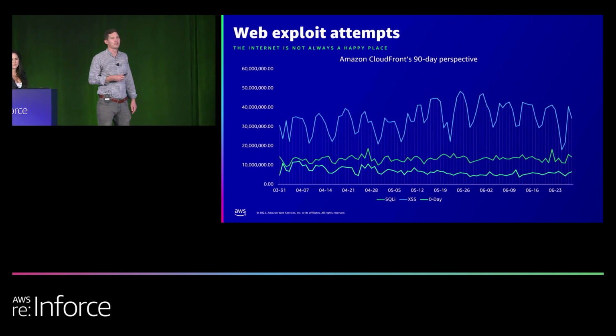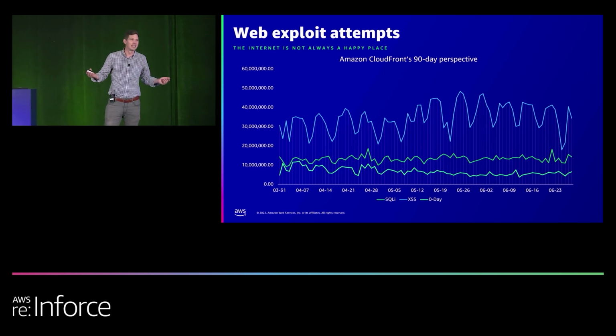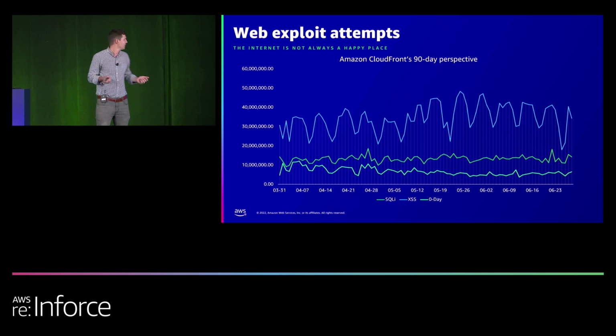So what about non-availability risks, right? This is a look at 90 days back, just from CloudFront's perspective, right? If you're not familiar with CloudFront, it's our CDN. And this blue line at the top here is 30 million requests per day matching well-known threat signatures. I mean, that is cross-site scripting attempts just going on day after day after day.